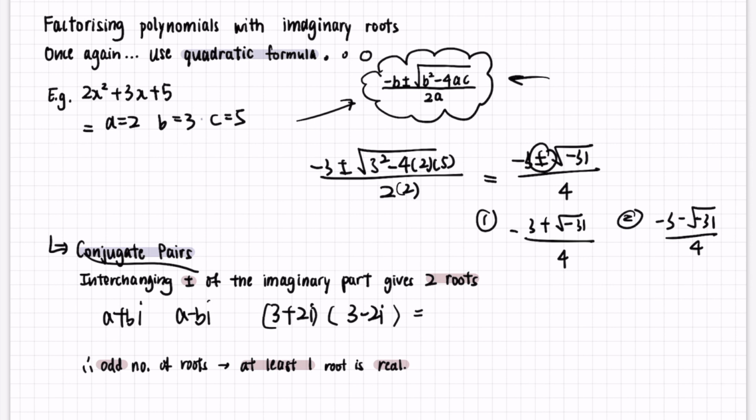Since imaginary roots always come in pairs, if the number of roots is odd, like 1, 3, or 5, there would be at least one real root, because if there are 3 roots, there can only be a maximum of 2 imaginary roots, and the remaining one has to be real. And for 5, it can be 2 conjugate pairs or just 1, but there would also always be at least 1 real root, because it's odd.